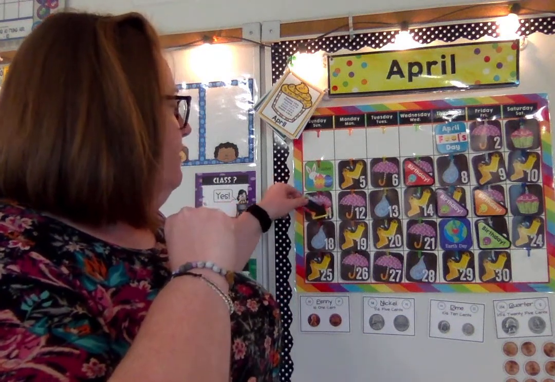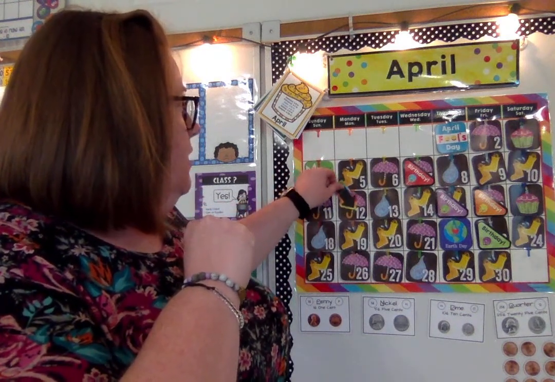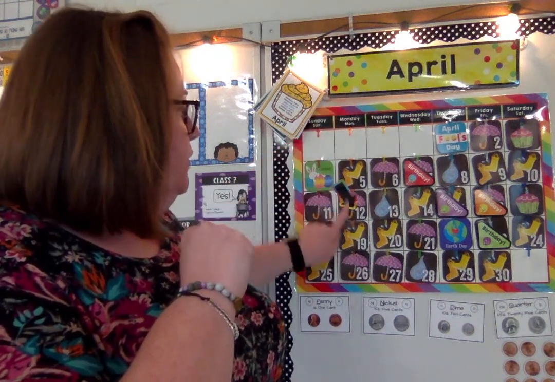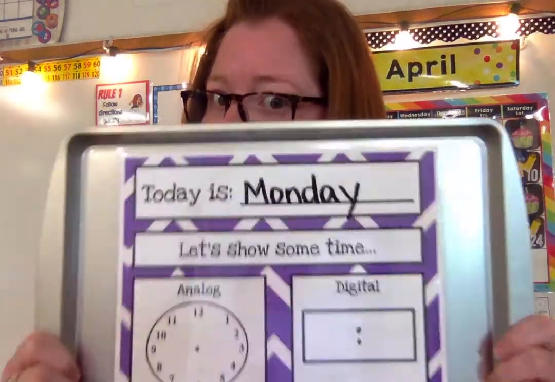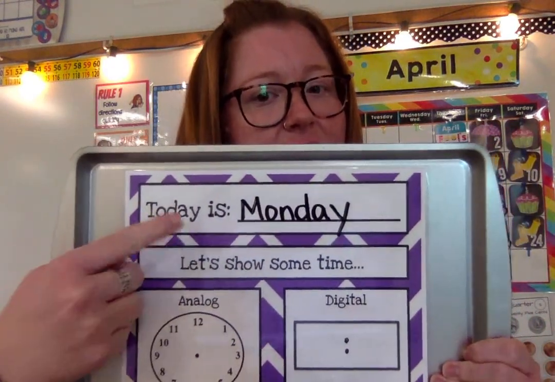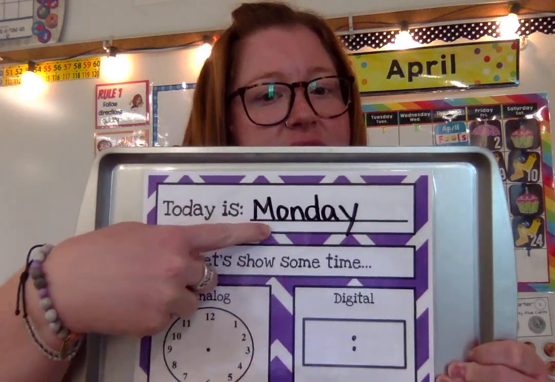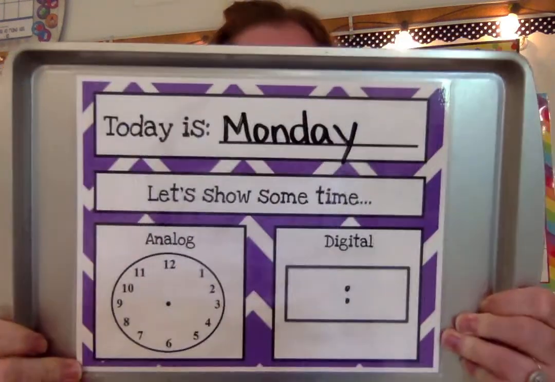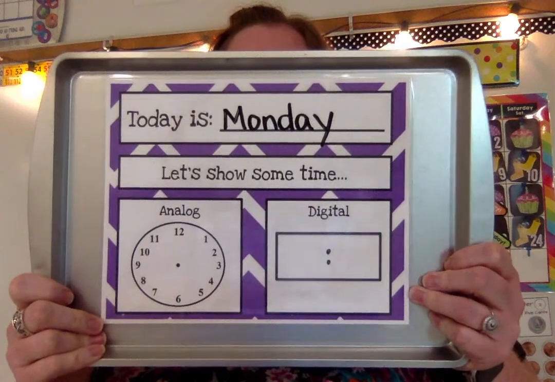When we move our arrow over, it is Monday, April 12th today. Do you remember how to spell Monday? M-O-N-D-A-Y. Today is Monday.